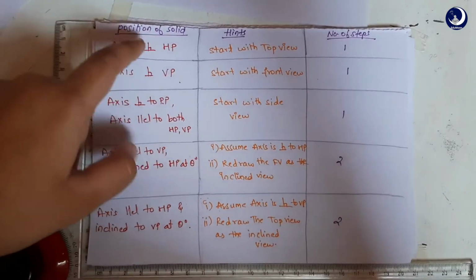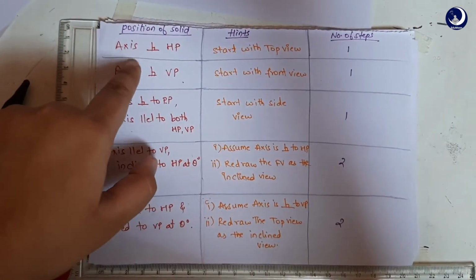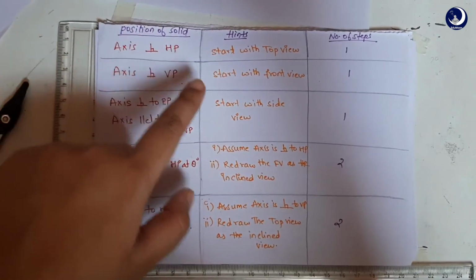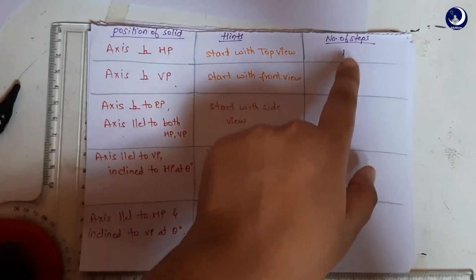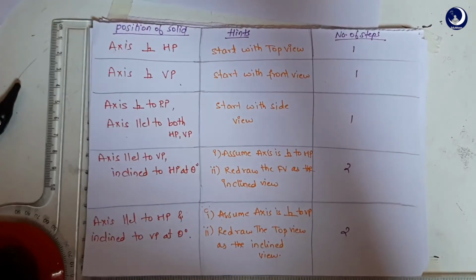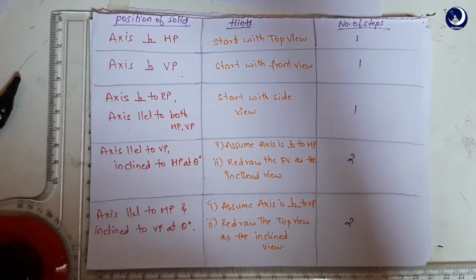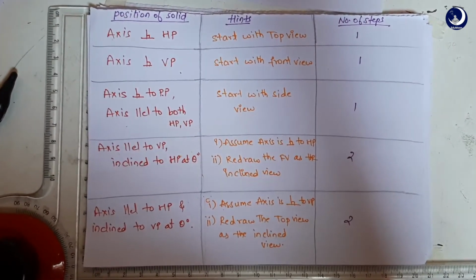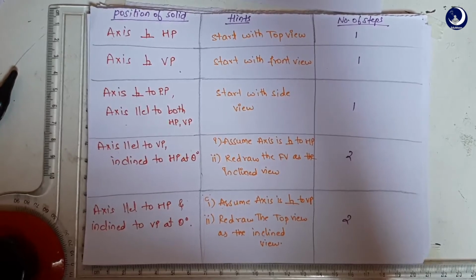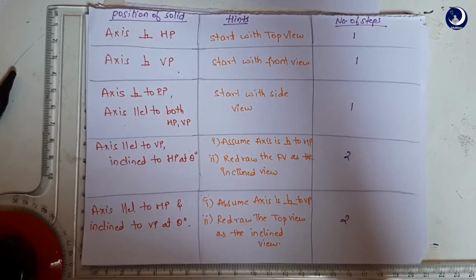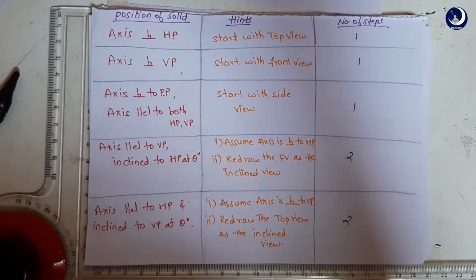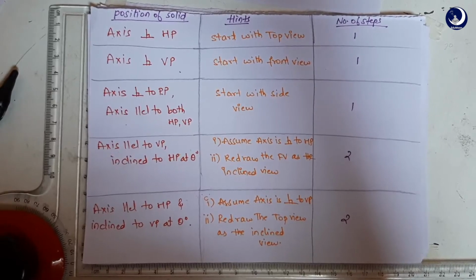So the position of solid, if the axis is perpendicular to HP, then we start with the top view and there's only one step. If the axis is perpendicular to VP, we start with the front view. Number of steps is 1. If the axis is perpendicular to the projection plane, that is the axis is parallel to both HP and VP, then we start with the side view.